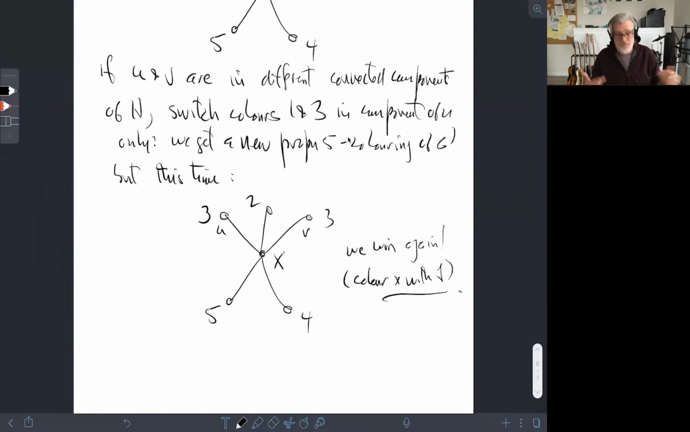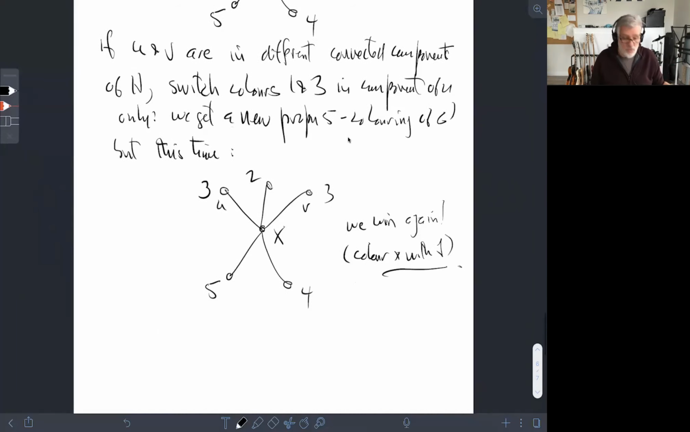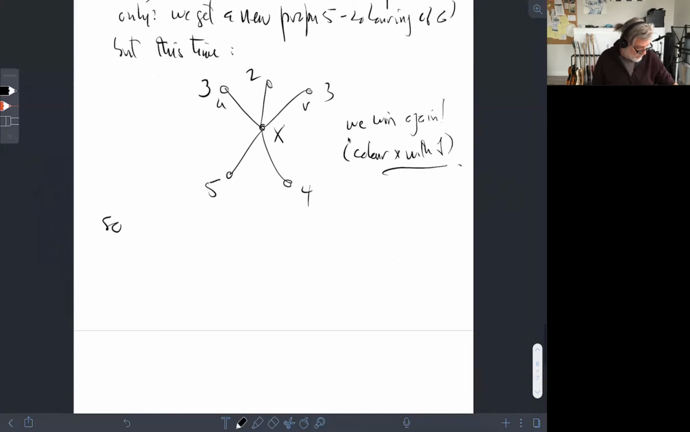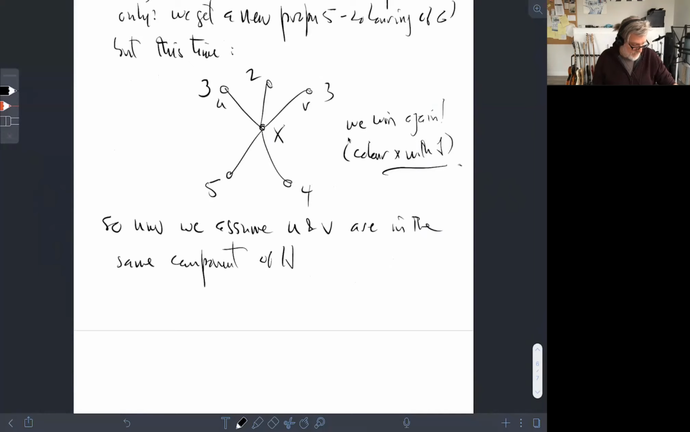So now we have to consider the case where U and V are in the same component. Okay, so now we assume U and V are in the same component of H. So what does that mean? It means that in H, there is a path from U to V. This path is vertices colored by 1 and 3.